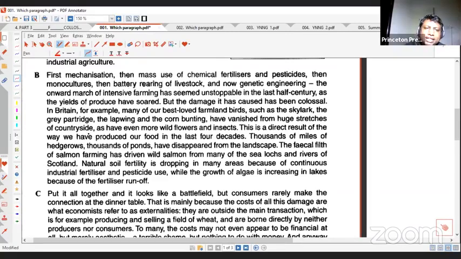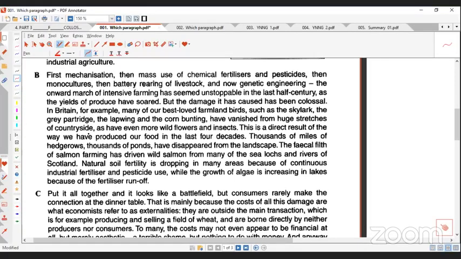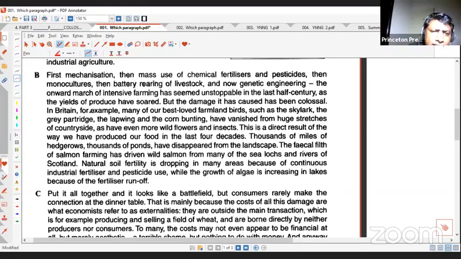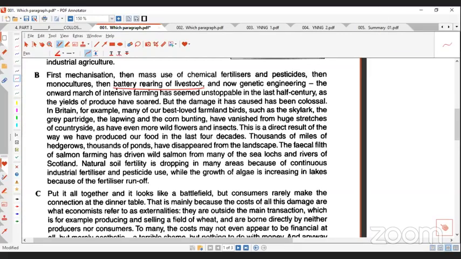Let me read it. First, mechanization. We know that. Then mass use of chemical fertilizers and pesticides. Then monocultures, probably just one type of crop again and again. Then battery rearing of livestock. What is battery rearing? I think it's not natural, a commercial rearing. Battering means beating someone, so it's not natural. And now genetic engineering.